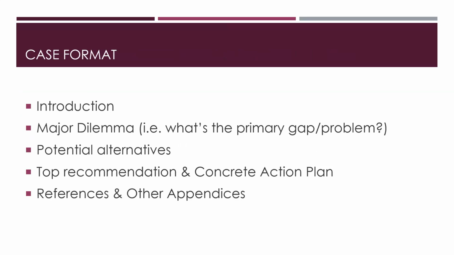So the case format goes thusly. You have an introduction. You're going to cover your major dilemma. So what's the primary gap or problem? And especially what's driving our wedge for why we can't just make a decision. Potential alternatives, top recommendation, and concrete action plan. So in other words, what are some specific steps that you recommend we do based on your recommendation? And then any references and other appendices that might be helpful.